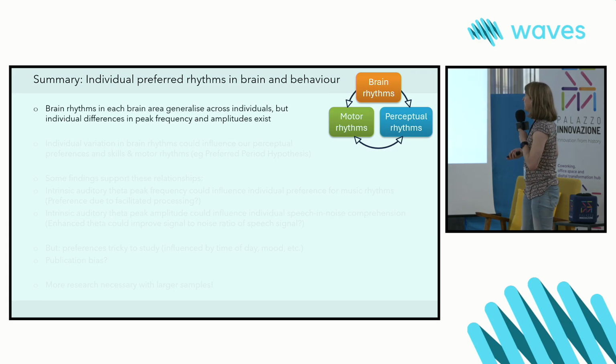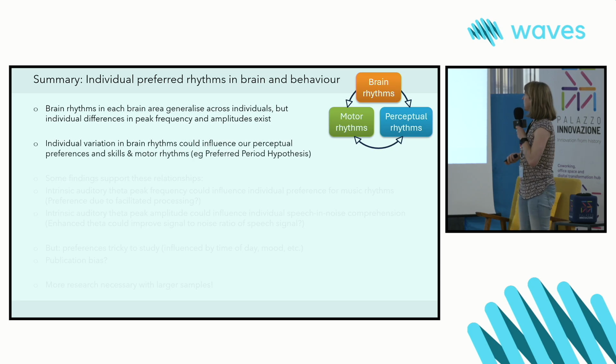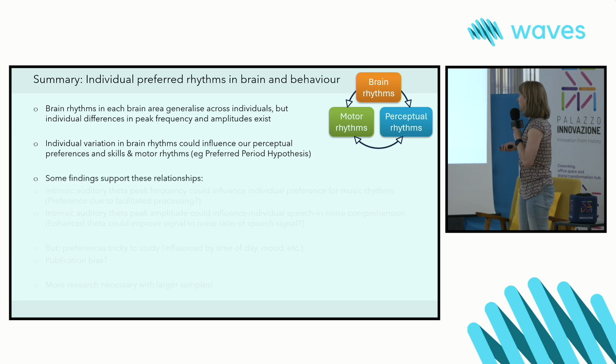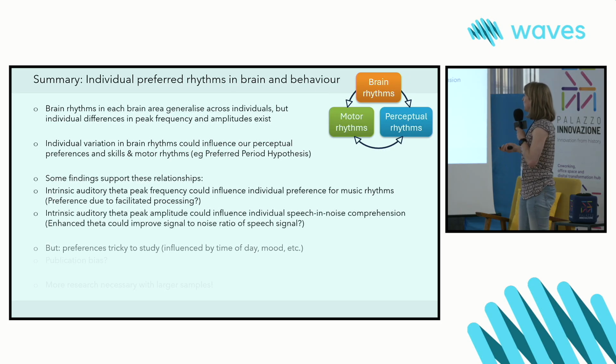Okay, just a summary. Rhythmic activity in different brain areas generalizes across individuals, but there are also differences in the peak frequency and the peak amplitude. And this individual variation could maybe have wide-ranging implications for our motor behavior, but also for our perception. There are some findings that support this, which I have shown you.